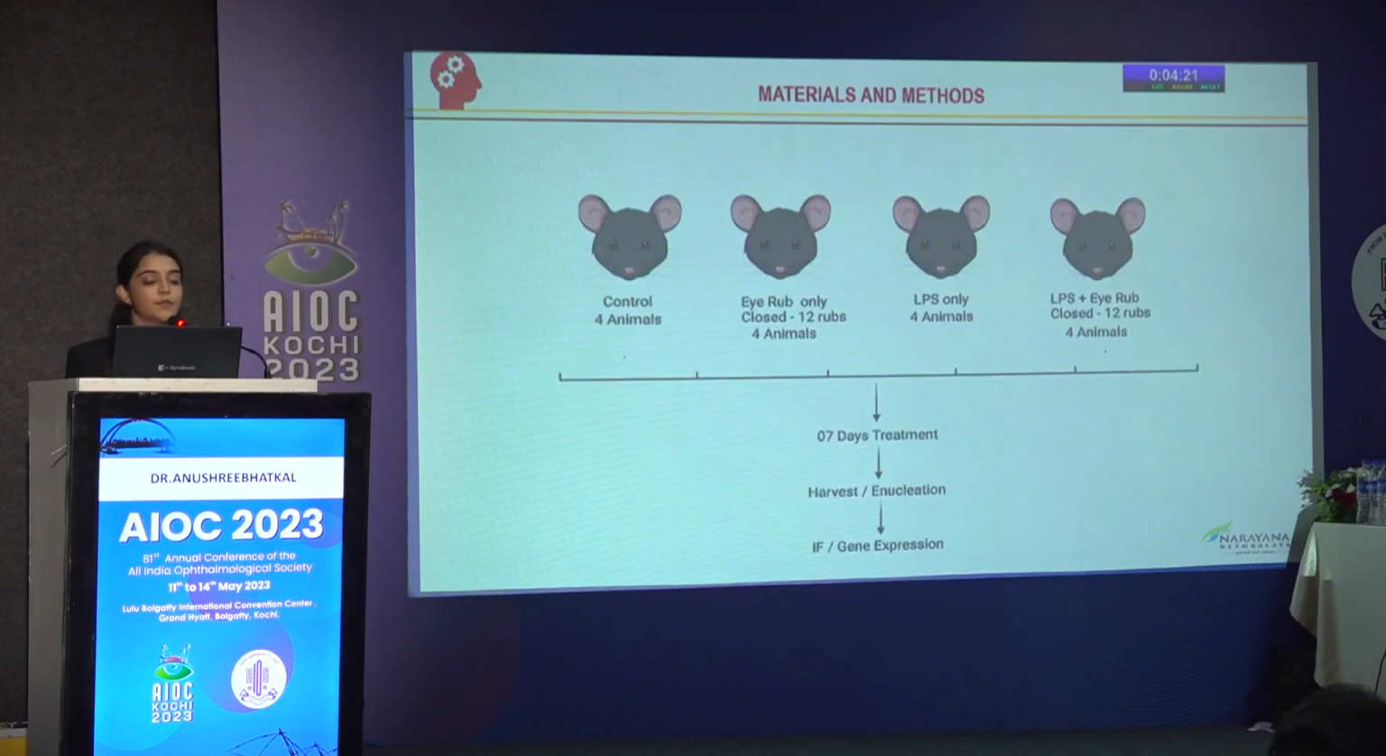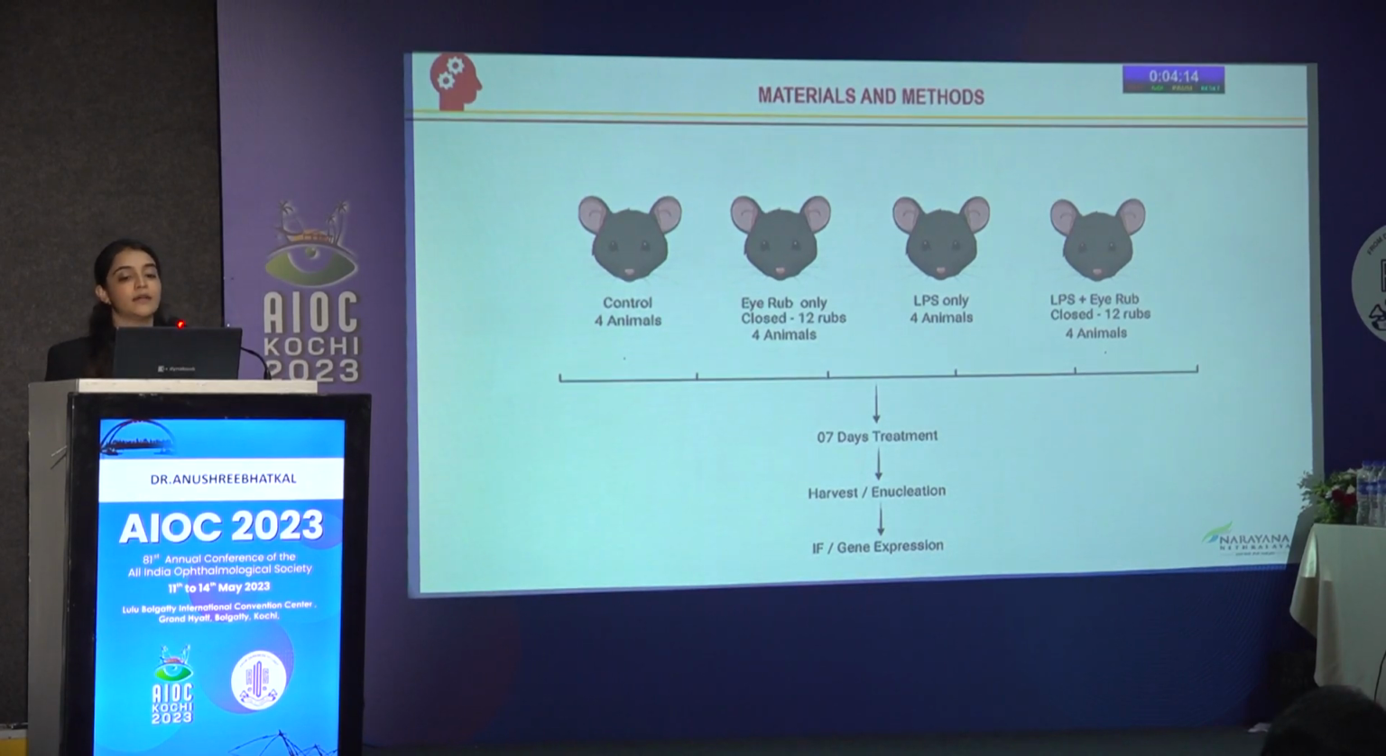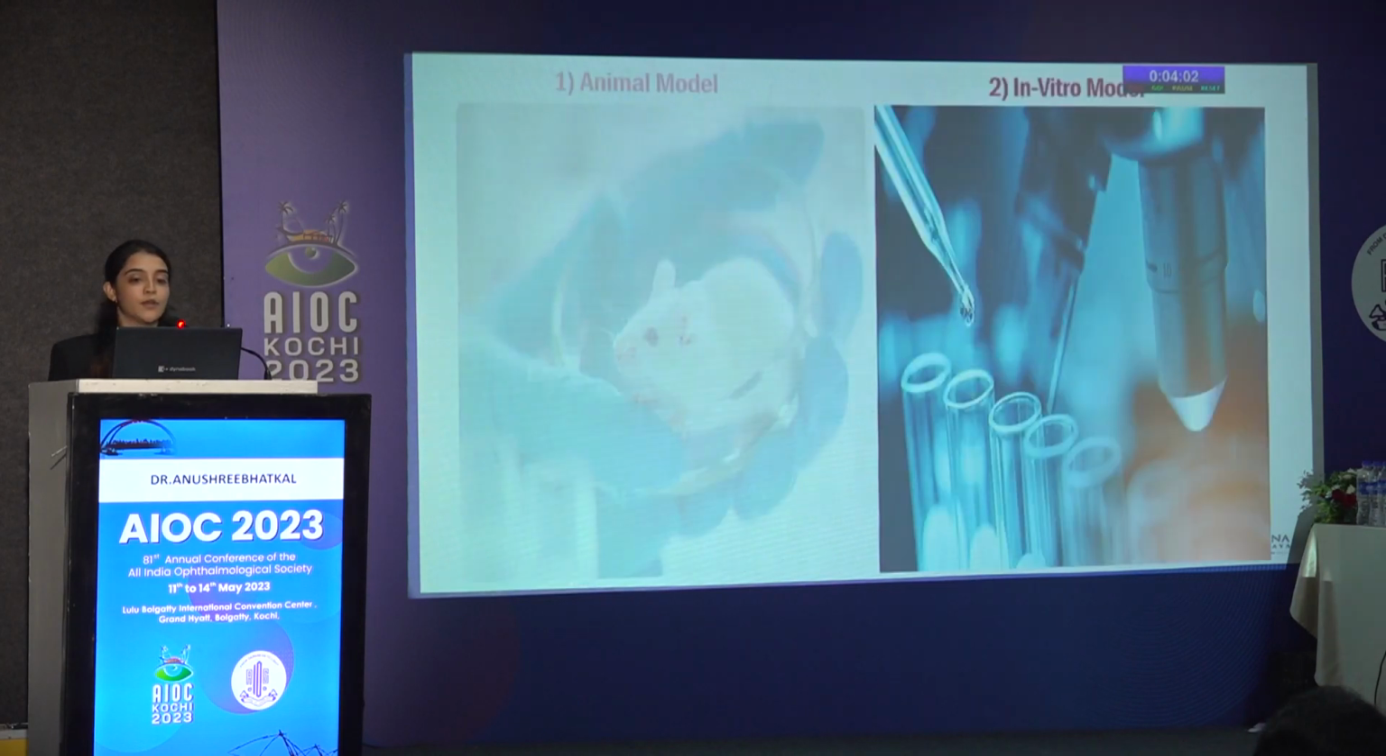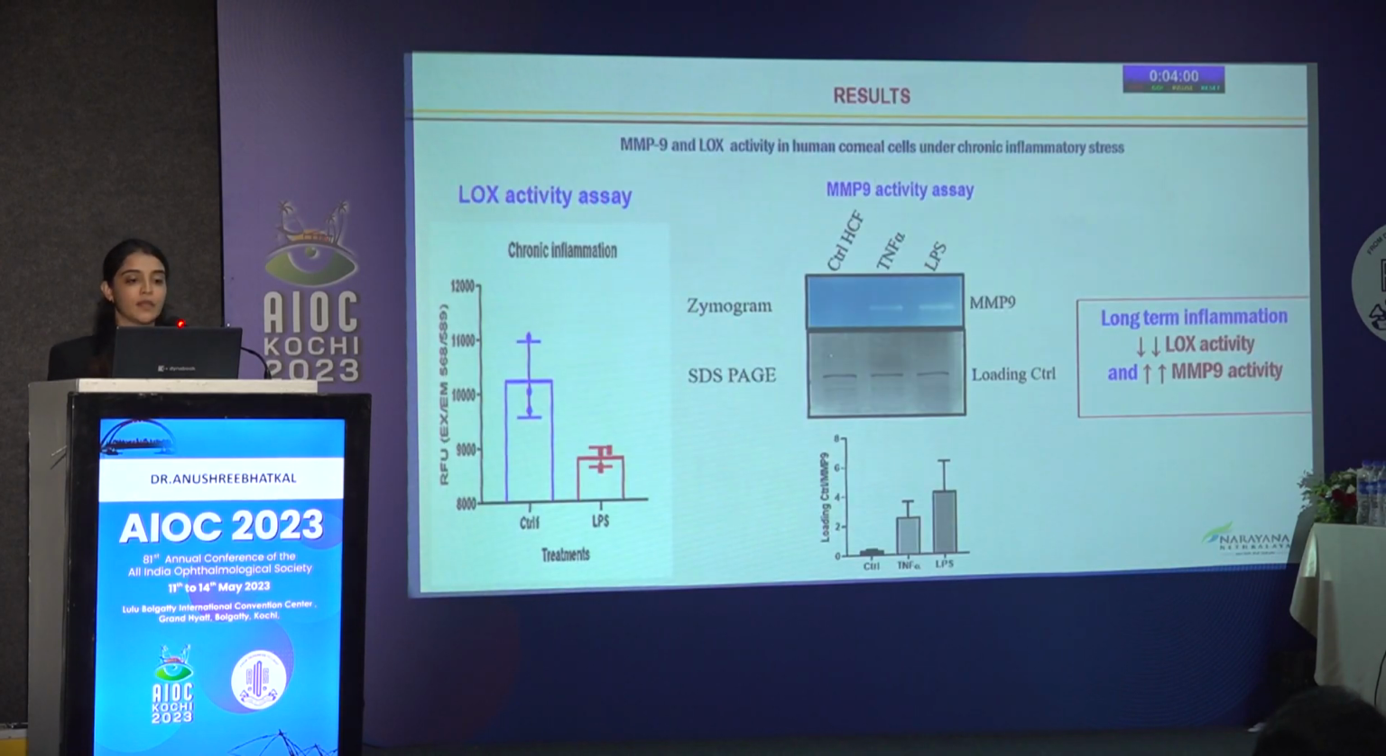So we took 4 animals who were controls. In 4 animals we induced inflammation by eye rubbing only, in 4 inflammation was induced by just LPS treatment, and in 4 by doing both. What we observed in them was increased MMP9 expression and decreased LOX expression after the eye rubbing. So coming to the in vitro model, we again induced inflammation in the corneal epithelial cells, and we looked at the activity of MMP9 and LOX, and there was an increased MMP9 activity and decreased LOX activity.